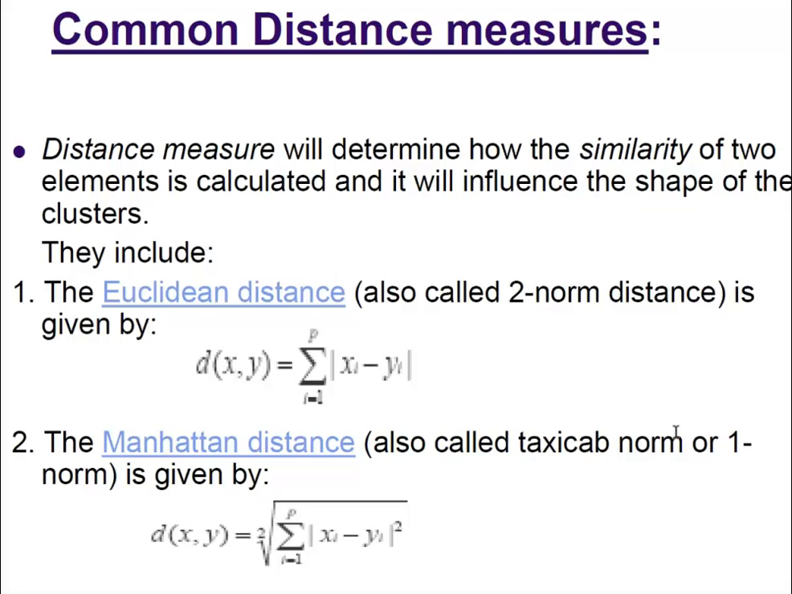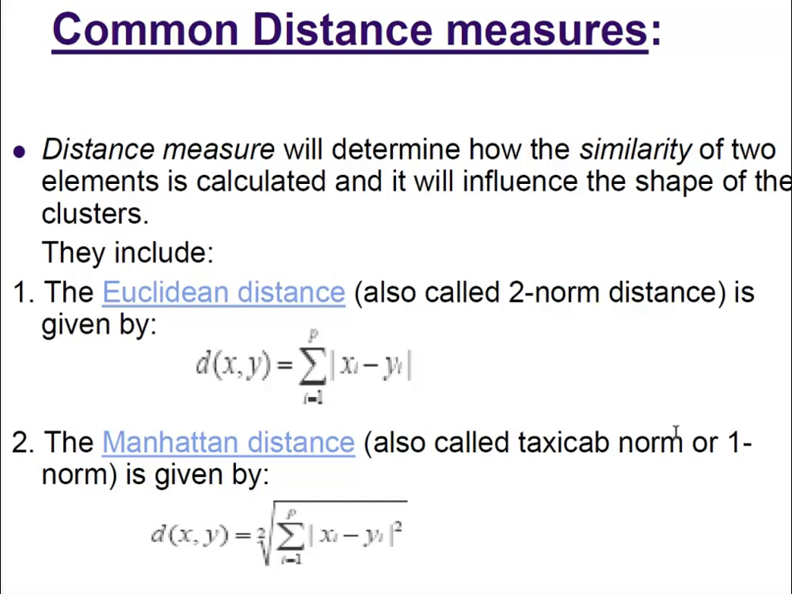Now, before we can cluster anything, we need a way to measure how similar or how different two data points are. That's where distance measures come in. The choice of distance measure influences the shape and quality of the clusters you discover. The slide here shows 6 common measures. Let me walk through each of them.